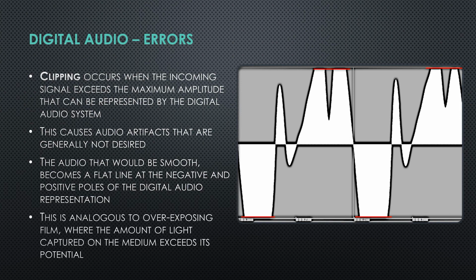This is analogous to overexposing film, where the amount of light captured on the medium exceeds its potential. So if you've ever worked with a camera and you open your aperture too far, or you increase the gain on your camera too high, and suddenly something that is not the color white becomes this bright, blinding white spot, and we lose visual information. It's the exact same thing in the world of digital audio. We've exceeded our range and we lose information.